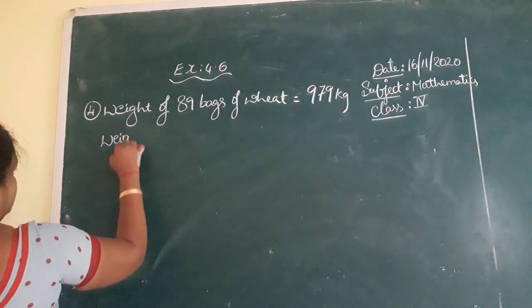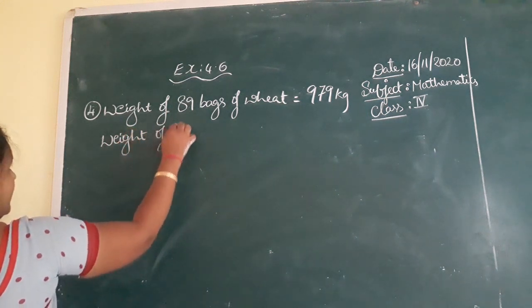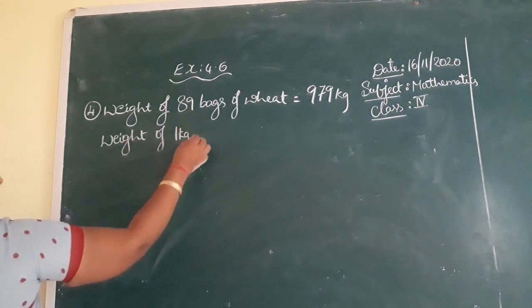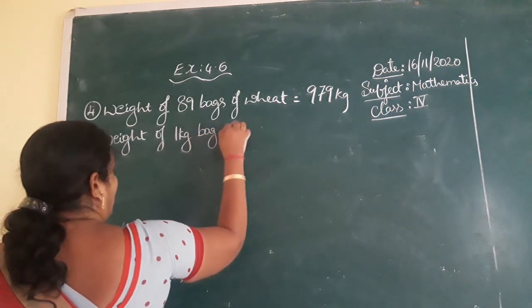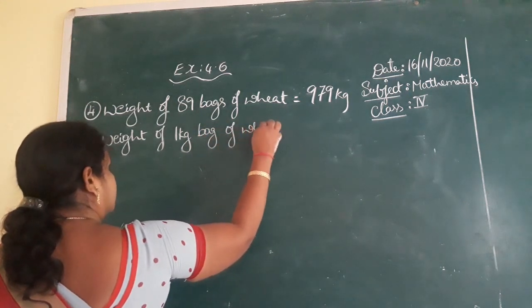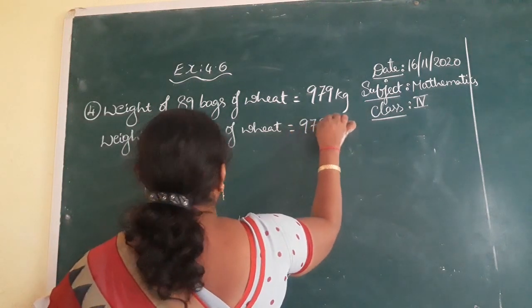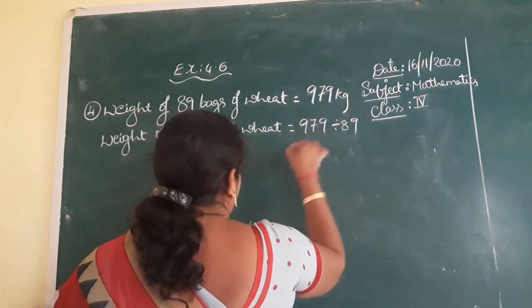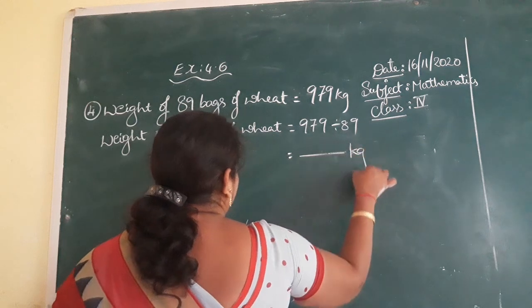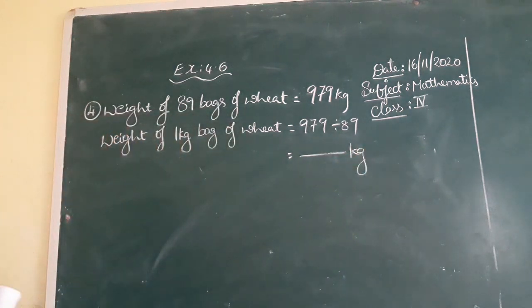The weight of 1 bag of wheat means 979 divided by 89. That much is the weight, that many kgs. Okay. See the division.